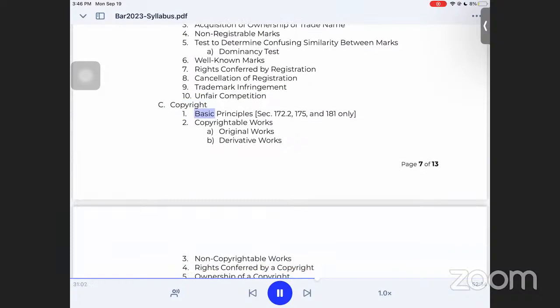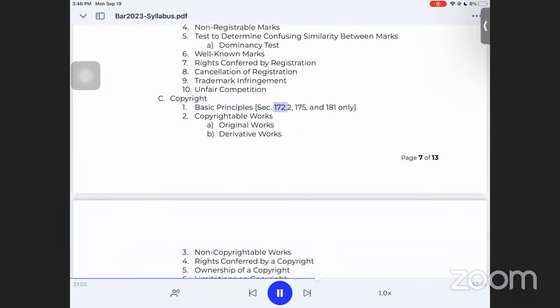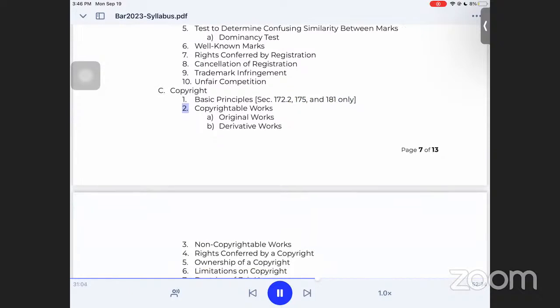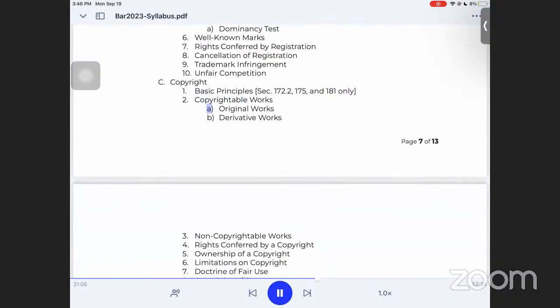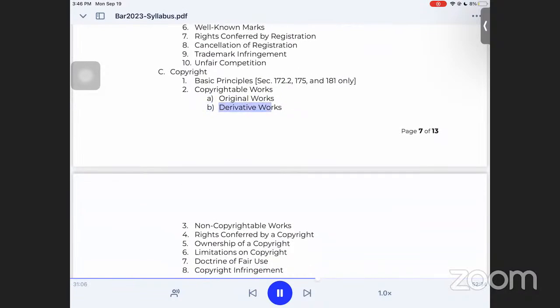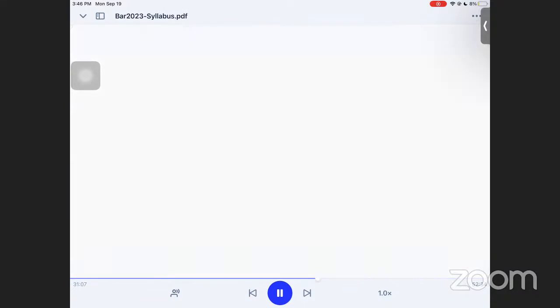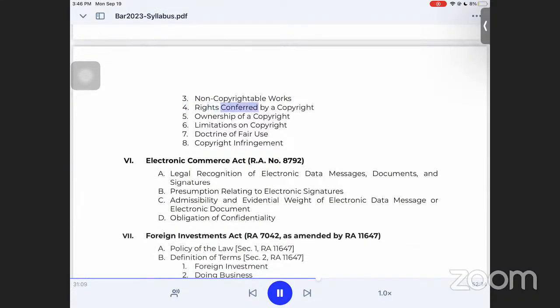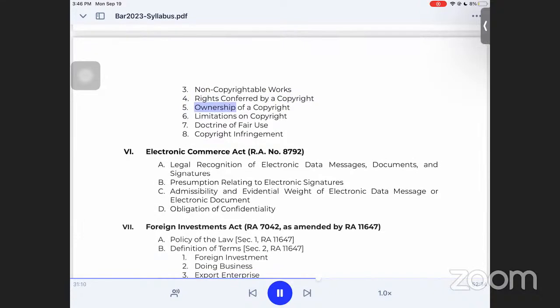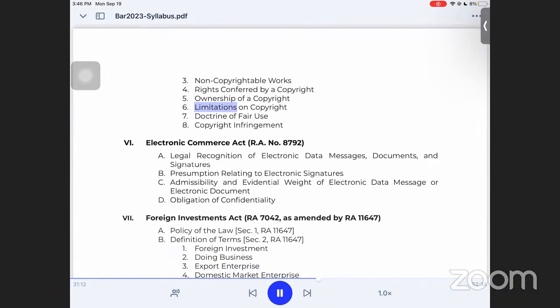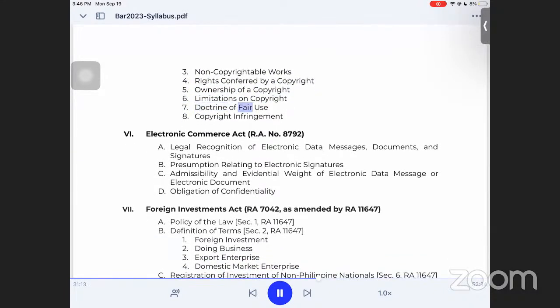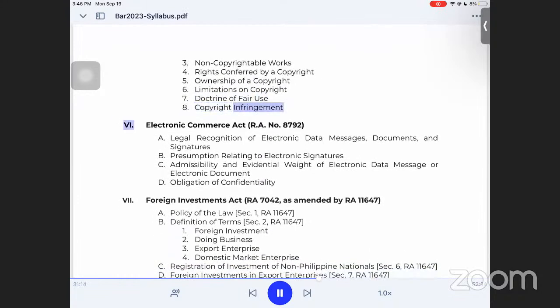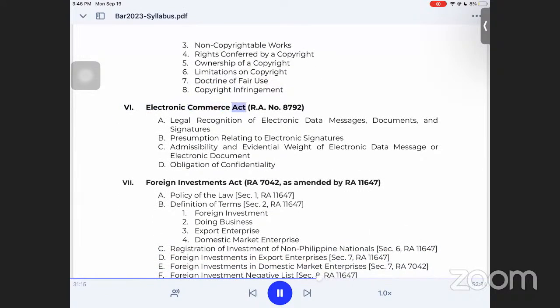C. Copyright. 1. Basic principles, Sections 172.2, 175, and 181 only. 2. Copyrightable works. A. Original works. B. Derivative works. 3. Non-copyrightable works. 4. Rights conferred by a copyright. 5. Ownership of a copyright. 6. Limitations on copyright. 7. Doctrine of fair use. 8. Copyright infringement. V. Electronic Commerce Act, RA number 8792.